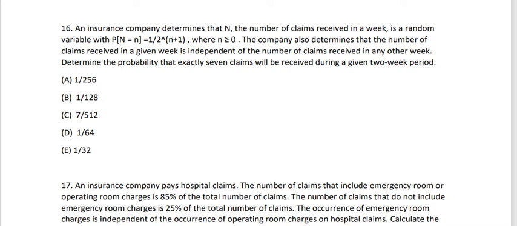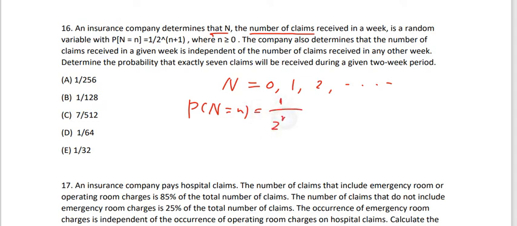So here, this N is the number of claims. So this N can be the number of claims, usually 0, no claim, 1 claim, 2, until infinity. So we know there's a probability that N equals n, which equals this, with 2n plus 1. Okay. So this is for 1 week.